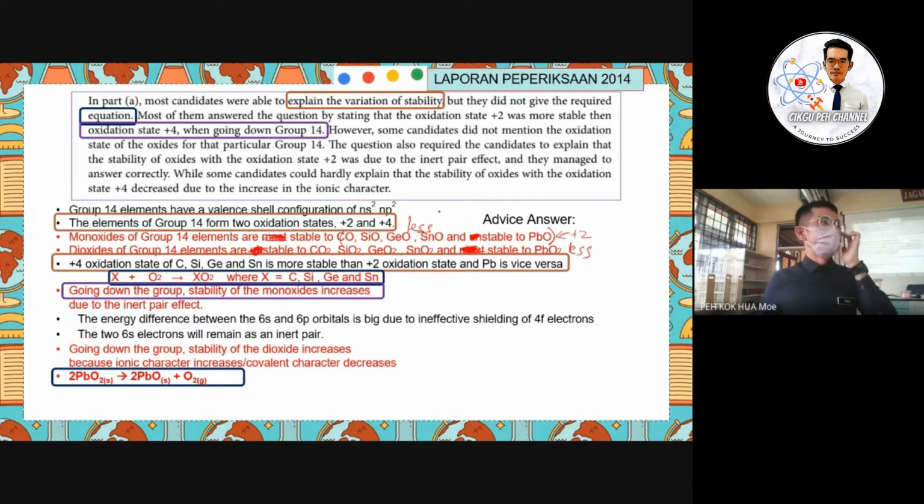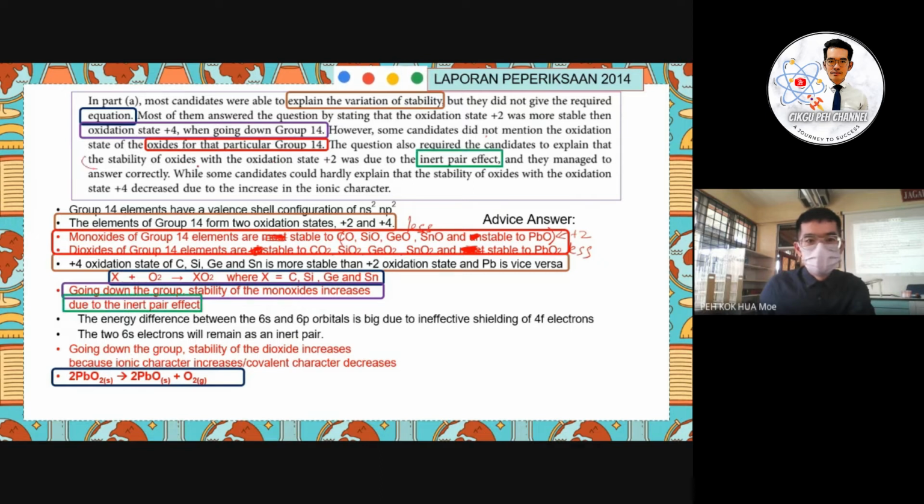Okay, I advise you to give not only all the elements involved in monoxide and dioxide, but also which one is stable or not stable. You see, students did not mention which is the stable one. Not mention oxidation state for oxide 14. Okay, this one has to state the stability. State the particular group 14, and then you have to give the stability of oxide in +2. Okay, and then you have to give the inner pair effect.